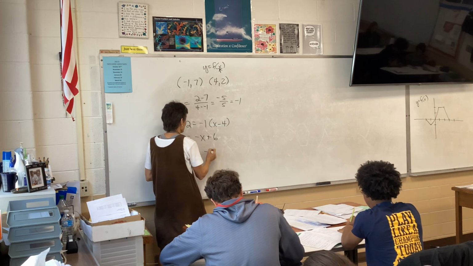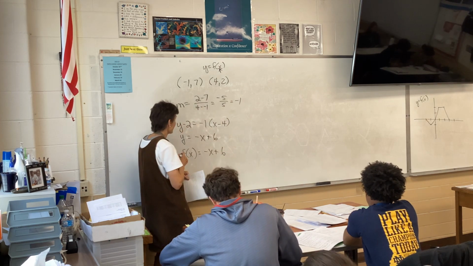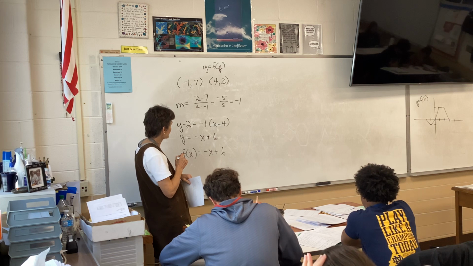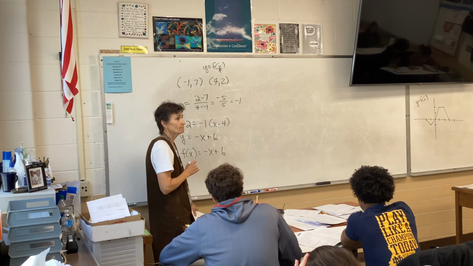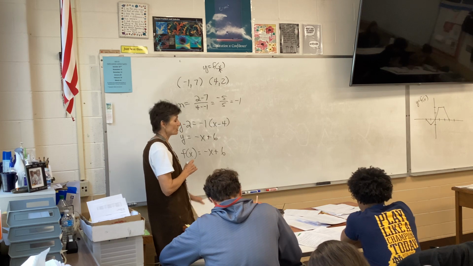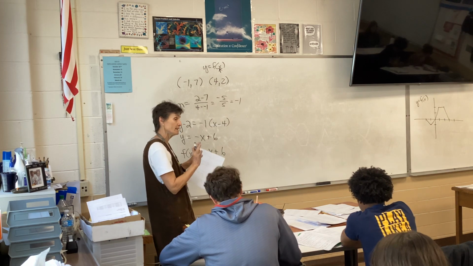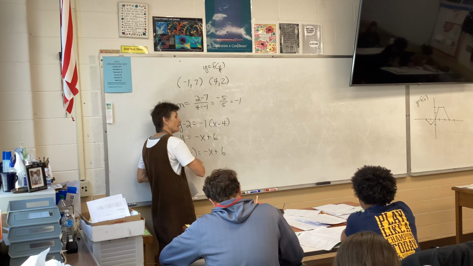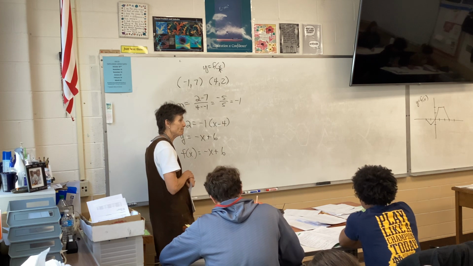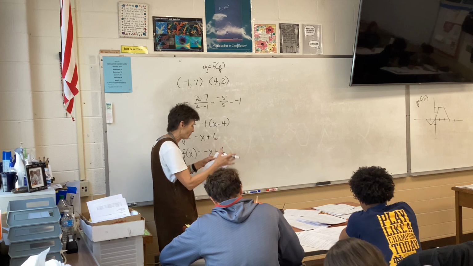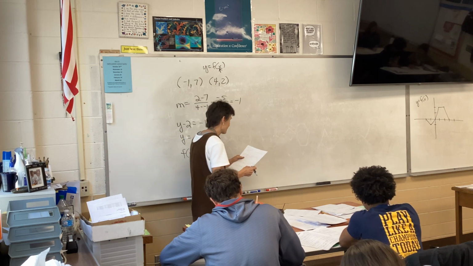So I got -x plus 6. I did that kind of fast though, so I could have a mistake somewhere. Is that what you got? And since the directions did specify a linear function, I'm writing my answer in function notation. That is not a big, huge deal, but we might as well follow the directions.